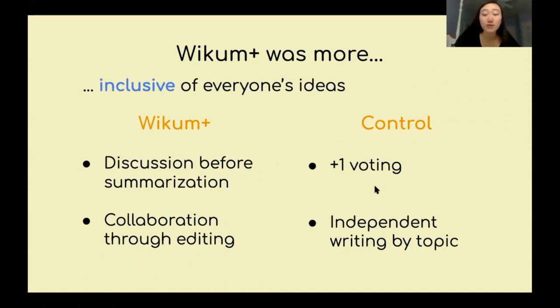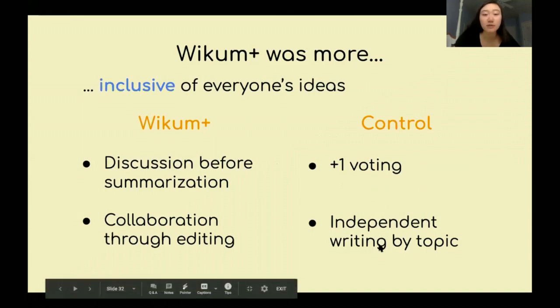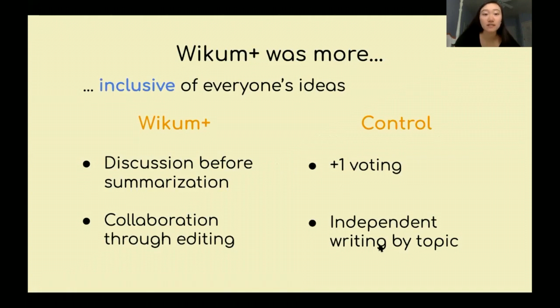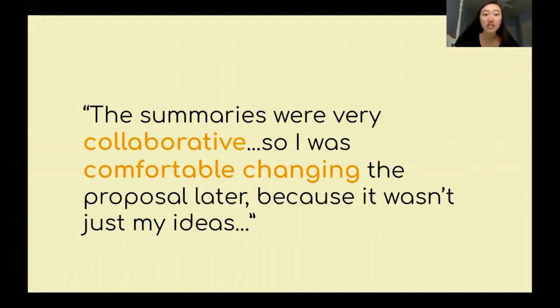The control group also worked very independently, splitting up the proposal writing by topic. As a result, when users came back to the proposal in the asynchronous portion, they avoided editing sections that others wrote, whereas in Wickham, users felt that summaries were very collaborative and felt more comfortable changing the proposal content later on.